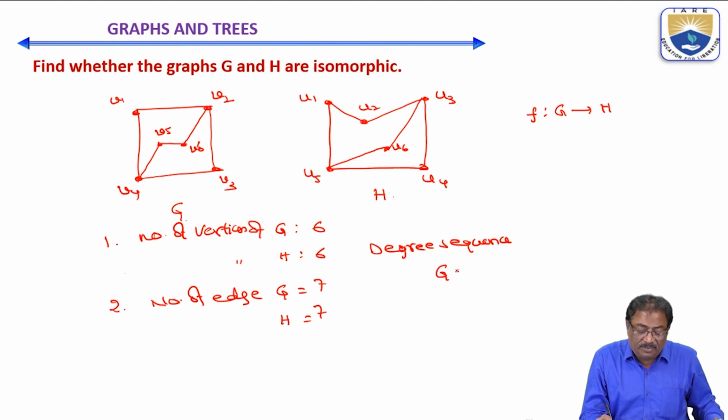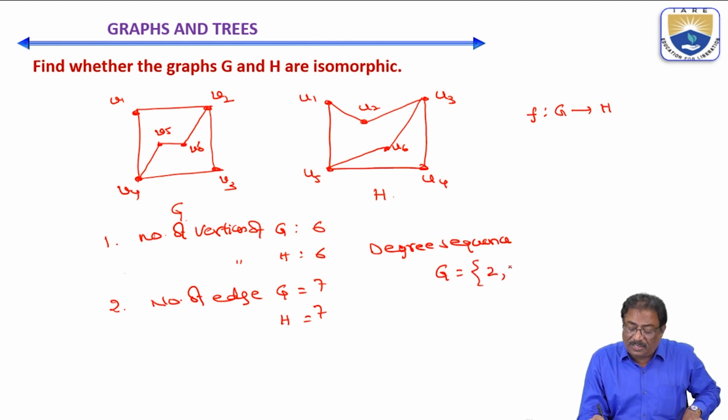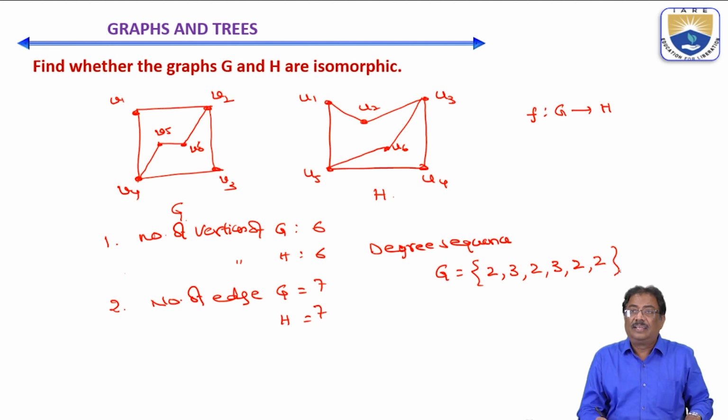For G, the degree sequence is: for the vertex V1 it is 2, for the vertex V2 it is 3, for the vertex V3 it is 2, for the vertex V4 it is 3, for the vertex V5 it is 2, and for the vertex V6 it is 2. That's all, this is the degree sequence. We are going to take it in the same order, V1, V2, like that.